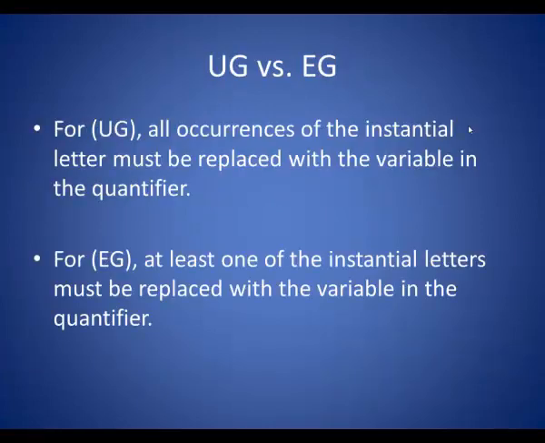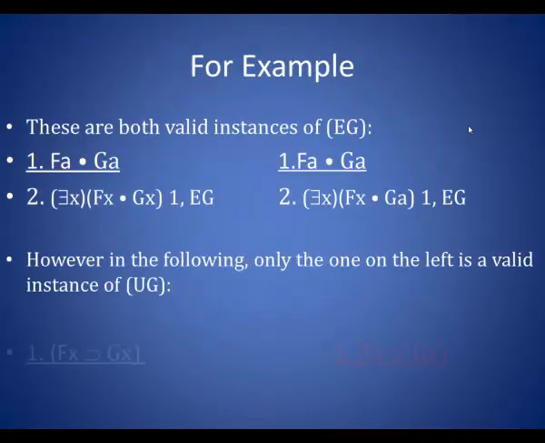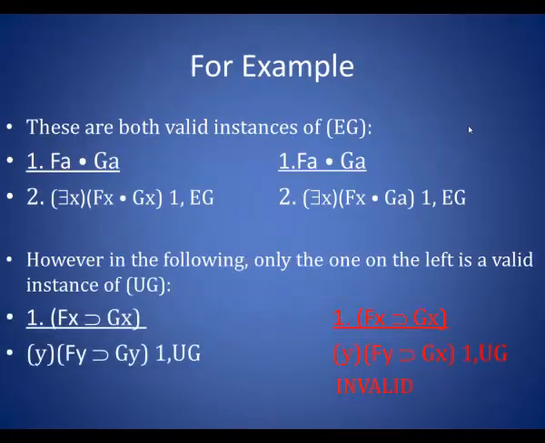So back it up for a second. For UG, all occurrences of the instantial letter must be replaced with the variable in the quantifier. And for EG, at least one of the instantial letters must be replaced with the variable in the quantifier. And that's exactly what we see here. So for UG, you've got to replace all instantial letters with the variable in the quantifier, and for EG, you only have to replace at least one.